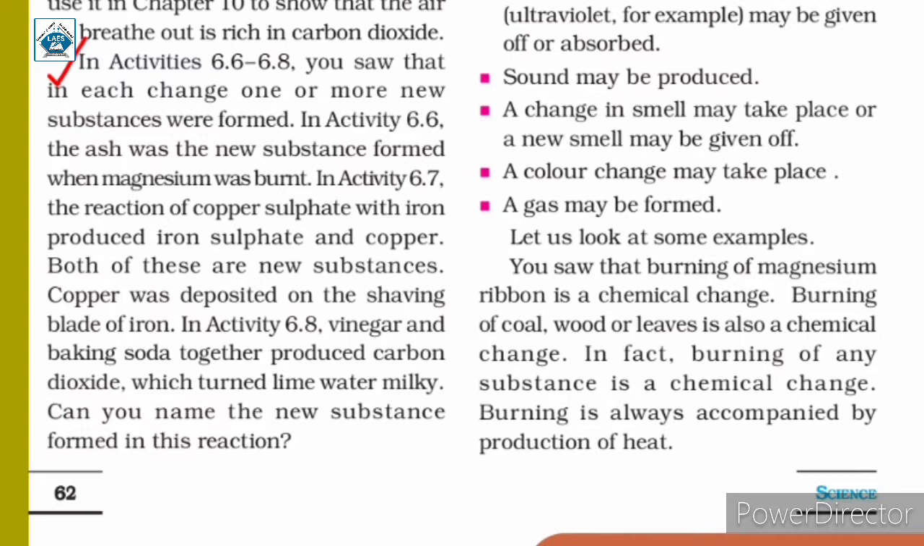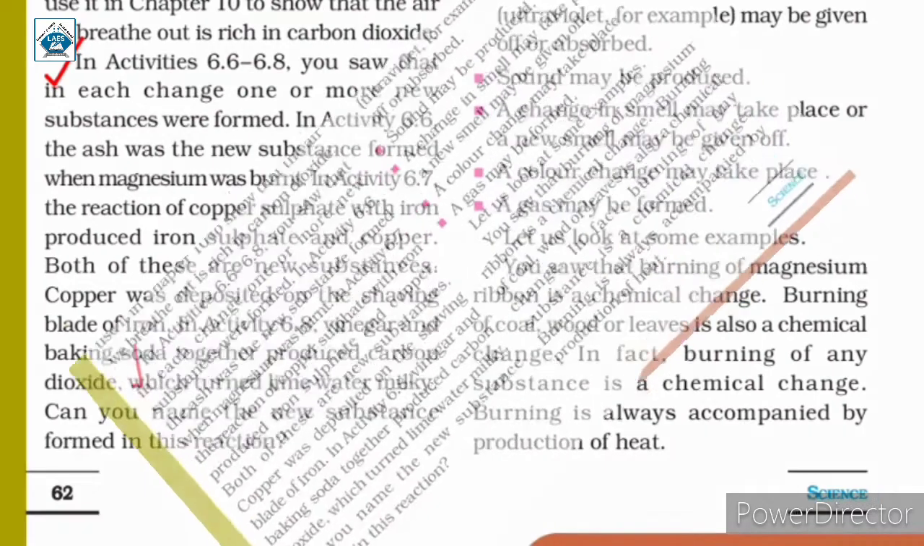In activity 6.7, the reaction of copper sulfate with iron produced iron sulfate and copper. Both of these are new substances. Copper was deposited on the shaving blade of iron. In activity 6.8, vinegar and baking soda together produced carbon dioxide, which turned lime water milky. Can you name the new substance formed in this reaction?